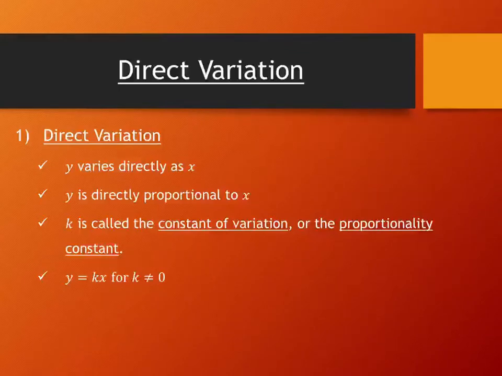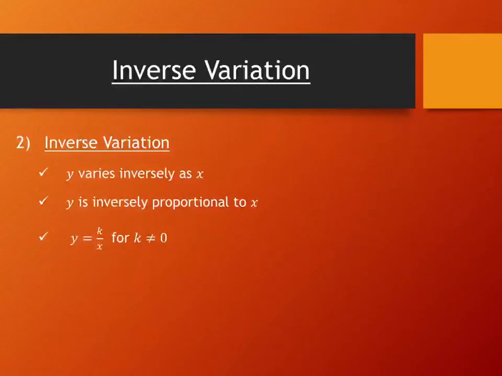A second type of variation is an inverse variation. Y varies inversely as X. That's a phrase. So it doesn't say directly, it says inversely. Y is inversely proportional to X. And you see that the relationship, instead of being multiplying K and X, is dividing by X. And there's plenty of examples in your everyday life that do this too.